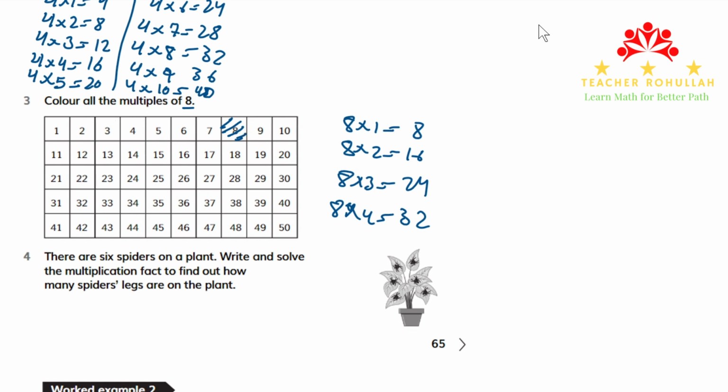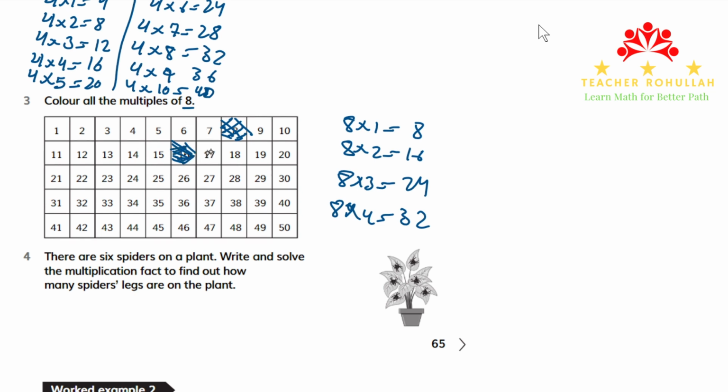And the other way that we can get the multiples of 8 in this grid is by counting in 8s. So 1, 2, 3, 4, 5, 6, 7, 8. So when we reach 8, we color it. Again, we count up to 8. 1, 2, 3, 4, 5, 6, 7, 8. So over here, when we reach 8, we color, and it's 16, which is a multiple of 8.